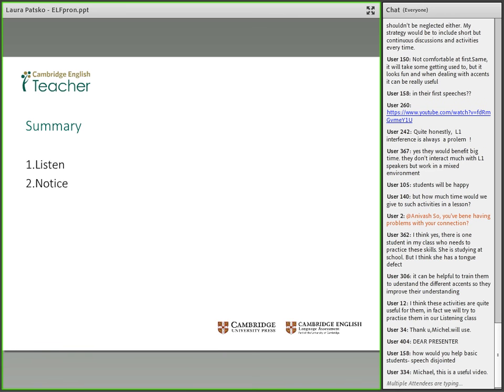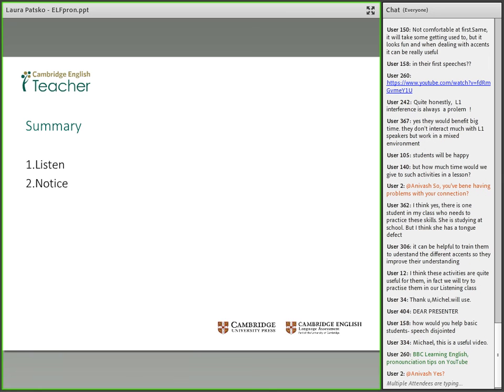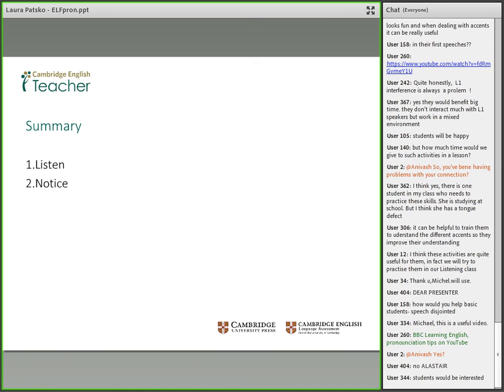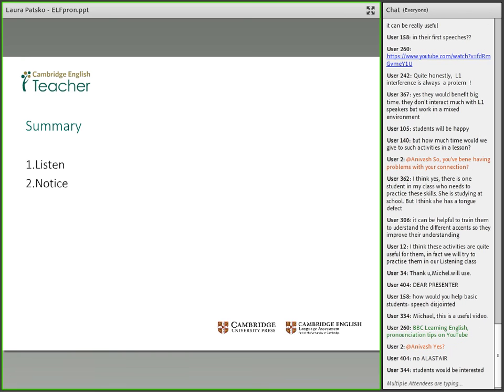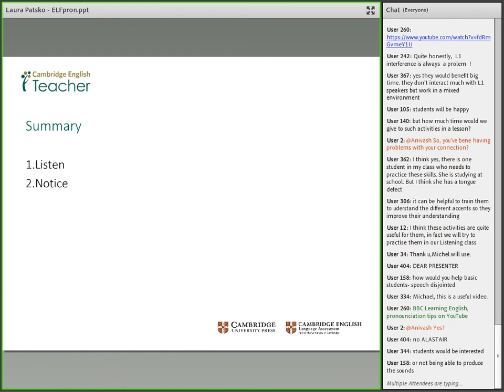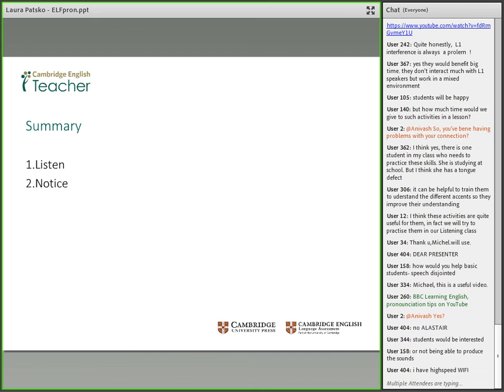Then you need them to notice particular words, particular phrases which demonstrate the pronunciation feature you're going to look at. And I mentioned this earlier, but this is really important to show the learners that they could understand the speaker. It encourages confidence in them and confidence in the person that they're listening to.